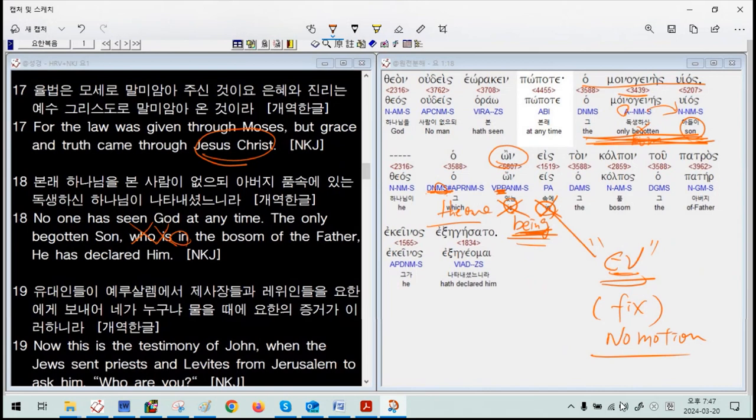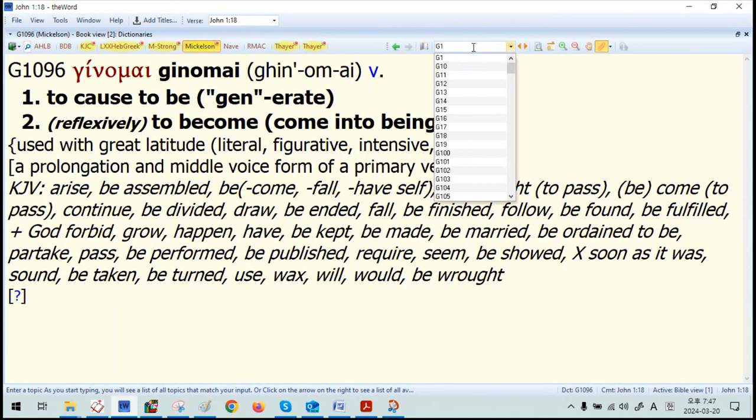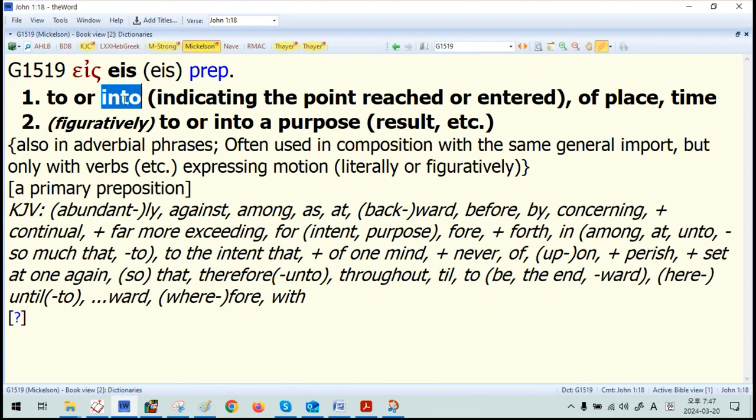This is eis. Let's go to the dictionary again, 1519. The dictionary shows "to" or "into." I choose "into," because "to" can be used for the dative, but this is not dative. Eis is the preposition, so it is better to choose "into." That is what the eis means. "Into" indicates the point reached or entered. This is the preposition with the accusative. What does accusative mean? Purpose, goal, target.